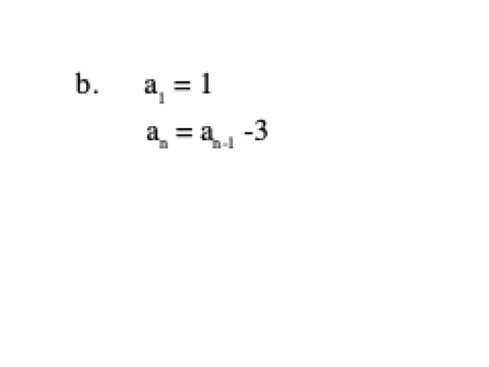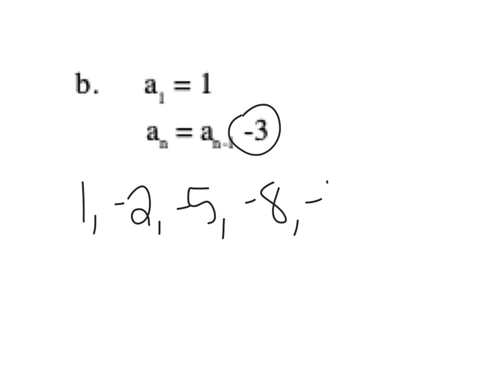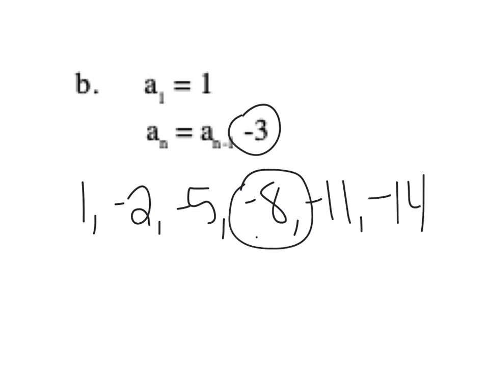And then our second example here, a sub 1 equals 1. So our first term is 1. And then it says we are subtracting 3 each time. So 1 minus 3 is negative 2, minus 3 is negative 5, minus 3 is negative 8, minus 3 is negative 11, minus 3 is negative 14, and we could keep going on and on. So how the recursive rule works is basically in order to get any term in particular, you look at the term right before it, a sub n minus 1, and in this case you subtract 3.